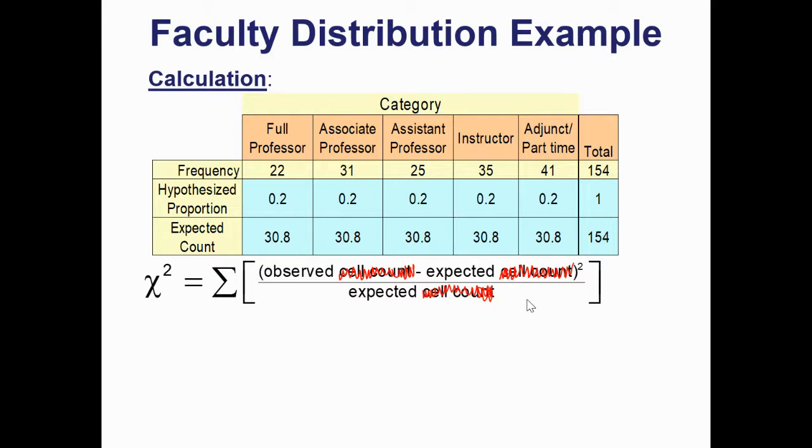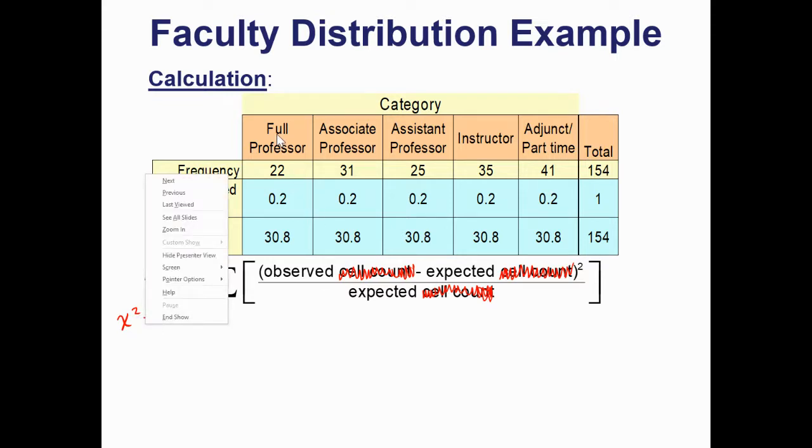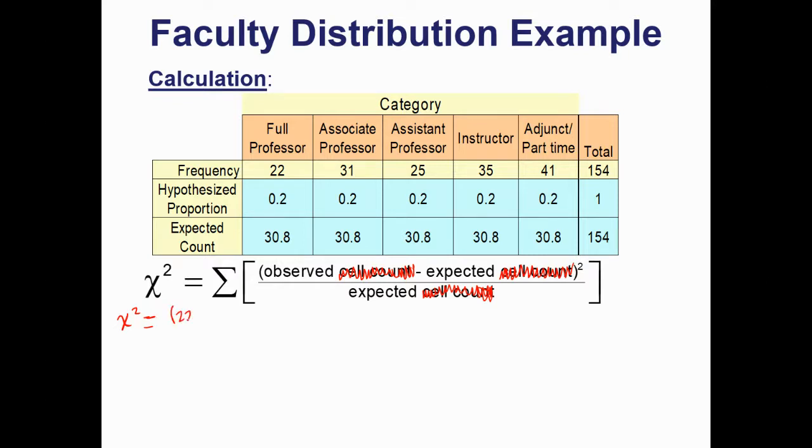So that's what we have to do for each one of these. We're going to say chi-squared equals, and then go through and do that for each one of these 5 categories. The first category, observed, well, there were 22, minus expected, 30.8, squared, over the expected, 30.8. Plus. Then we get to the next category. 31 minus 30.8 squared over 30.8. And we keep going through all 5 categories.